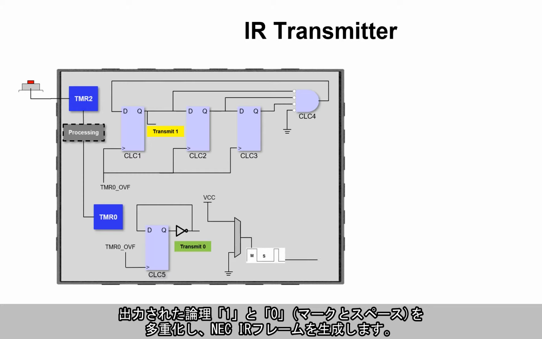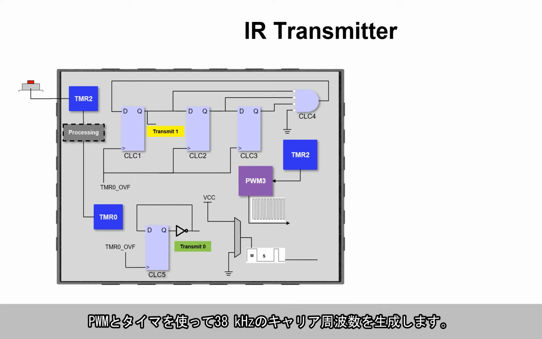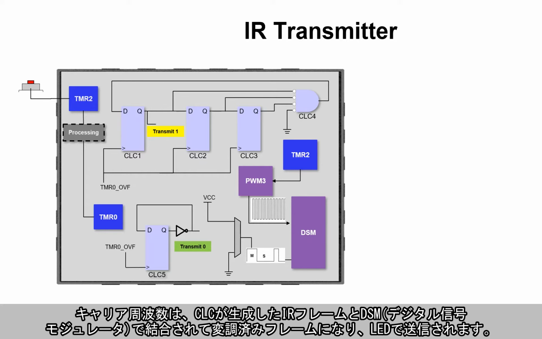The logical 1s and 0s, or marks and spaces if you recall, are then multiplexed to produce the mark and space NEC IR frame. A PWM and timer peripheral are simultaneously used to generate the 38 kHz carrier frequency, which is combined with the CLC generated IR frame and the digital signal modulator or DSM peripheral to produce the modulated frame which is transmitted by the LED.